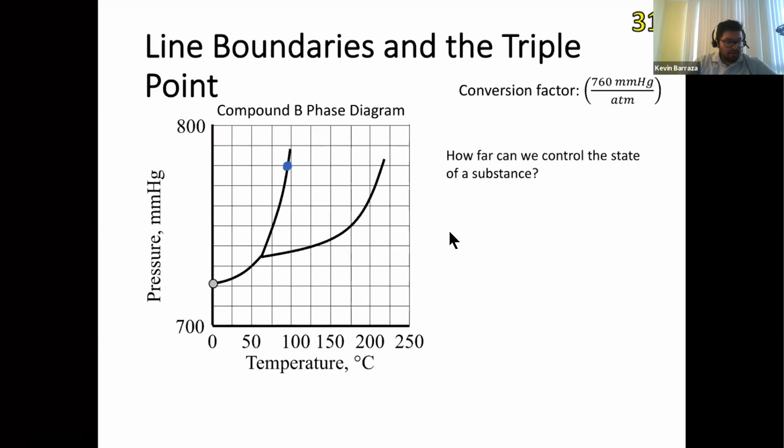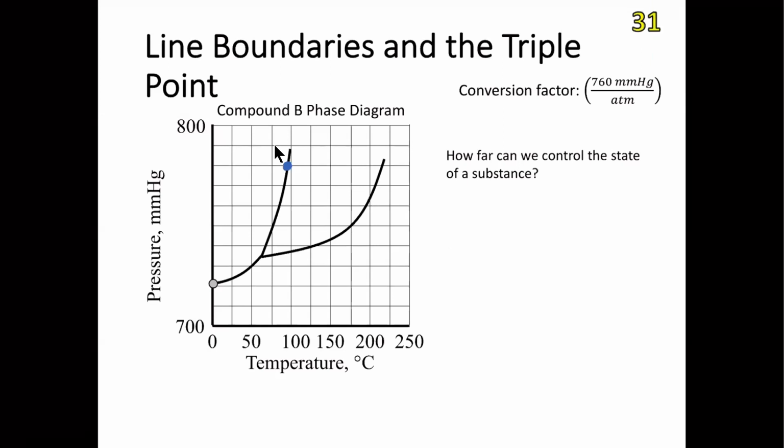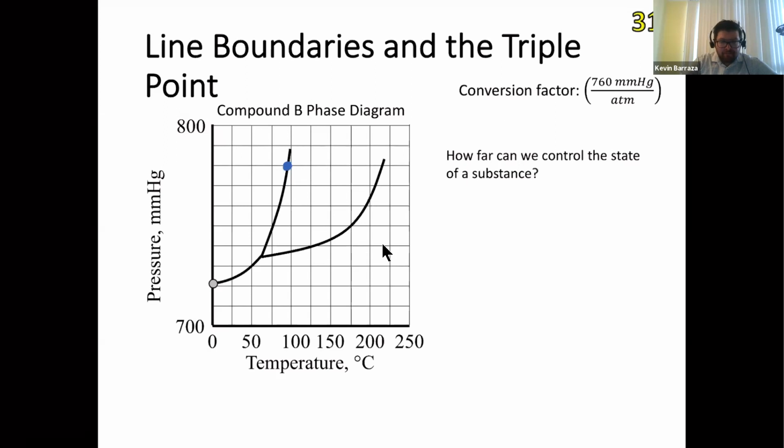Anybody have a thought? Your thought is probably correct. Mixture. Yeah, so solid to liquid. So we imagine that if I went a little bit to the left, I'd be a solid. If I were a little bit to the right, I'd be a liquid. And in fact, if we're on the line, then we'll have both.